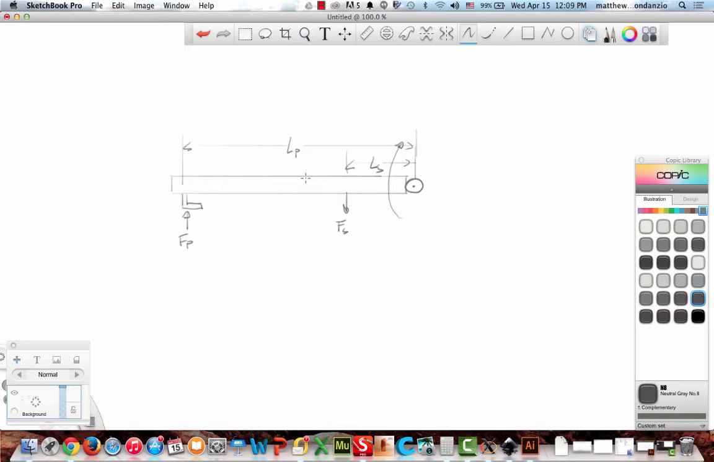Wait, is that L force or LP? Wait, there's something in Oh, wait. Whoa, whoa, whoa. Wait, where is Okay, stop.